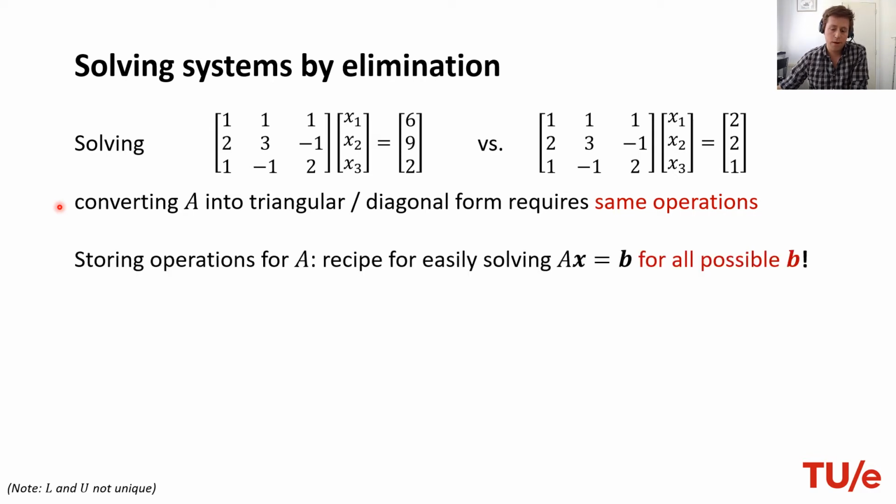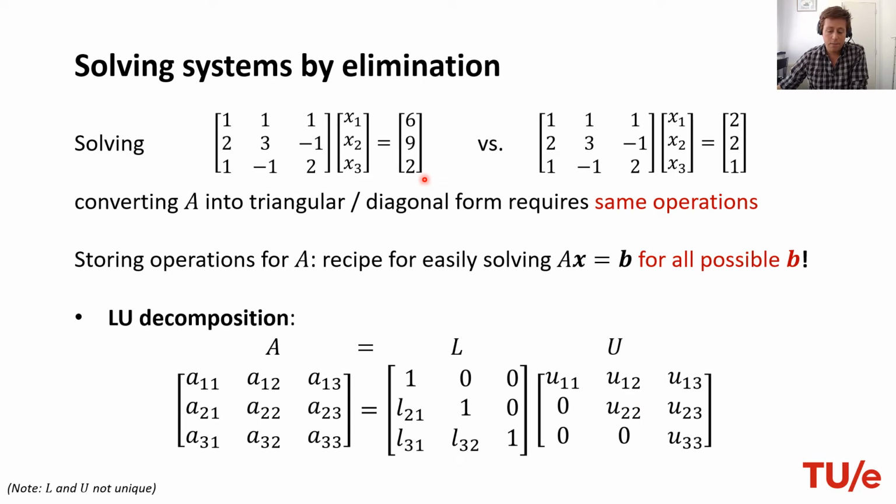So if there's a way that we can store these operations, this would give us a recipe for easily solving a linear system Ax = b for a given A for all possible b. We wouldn't have to redo all these operations on A in order to get it into triangular form, but we could just replay those operations only on the vector b, such that we have a form which is amenable to, for instance, solution by back substitution.